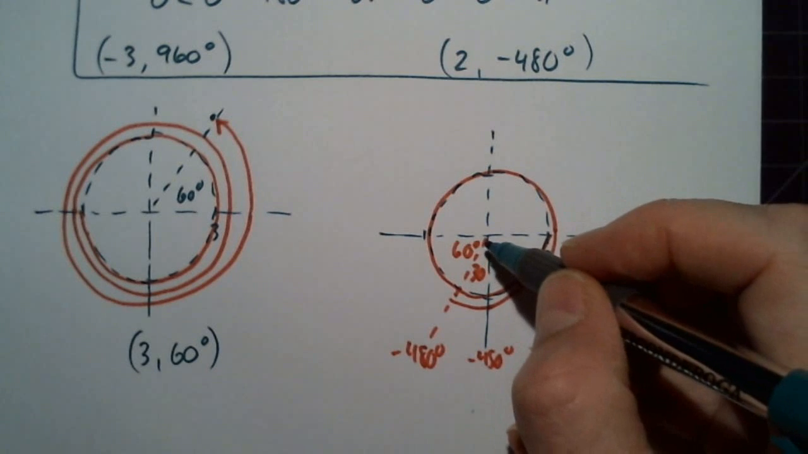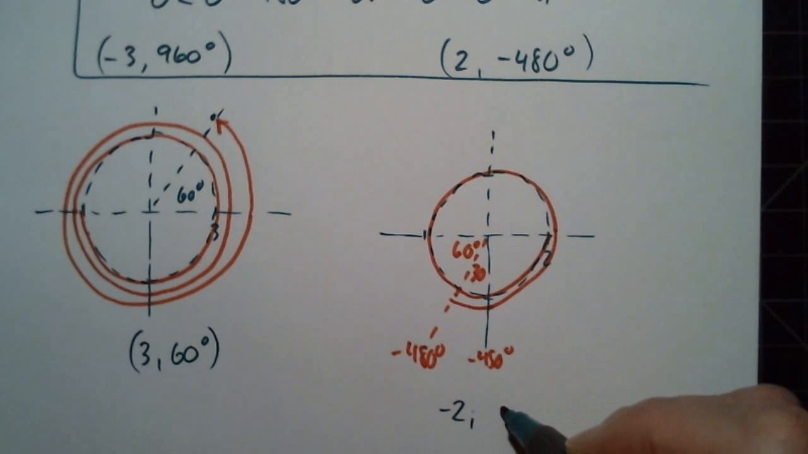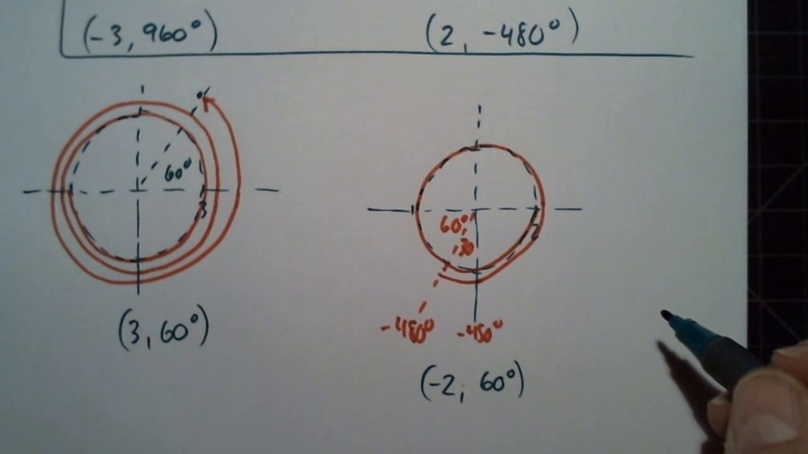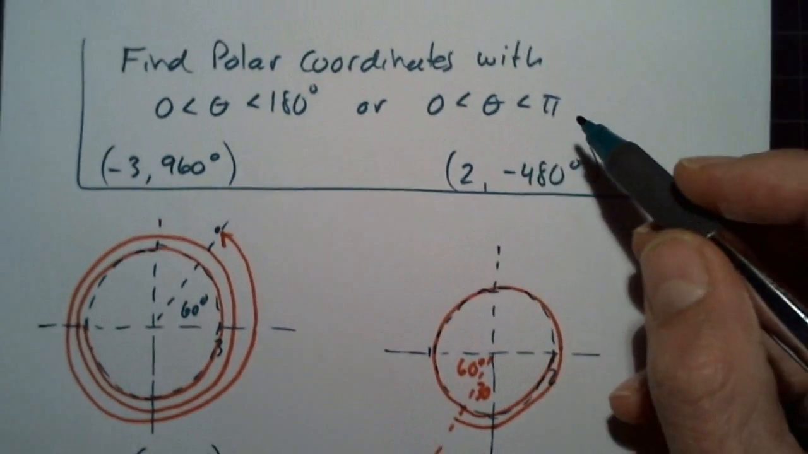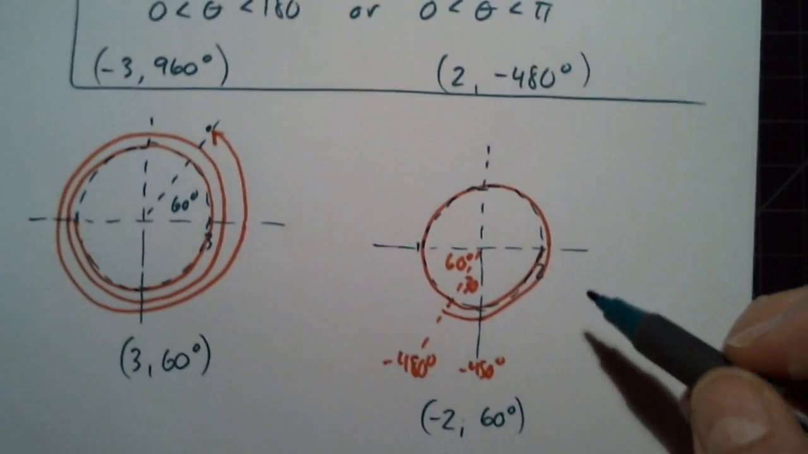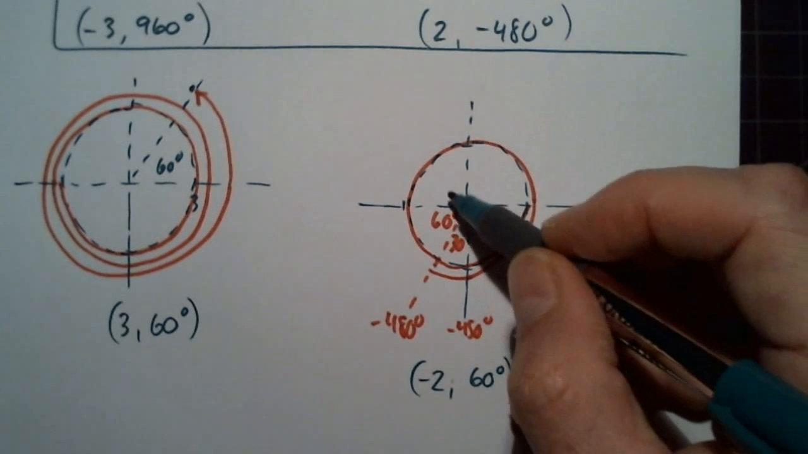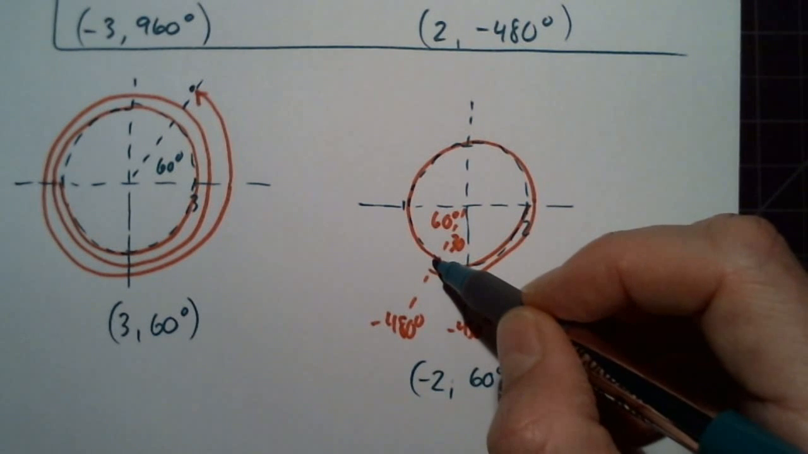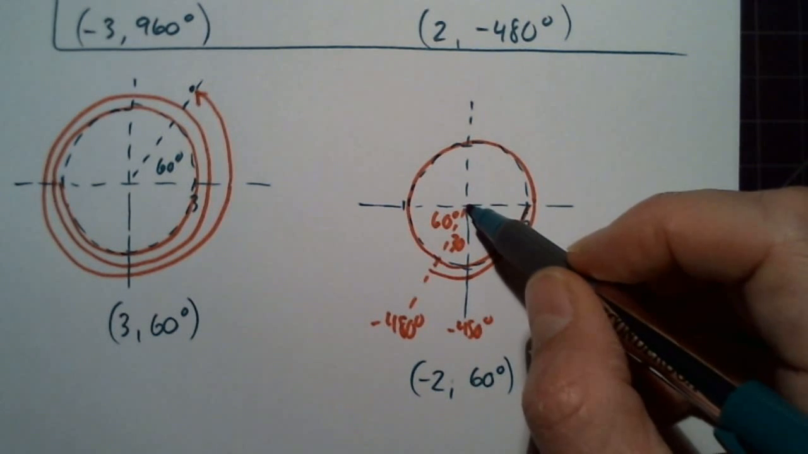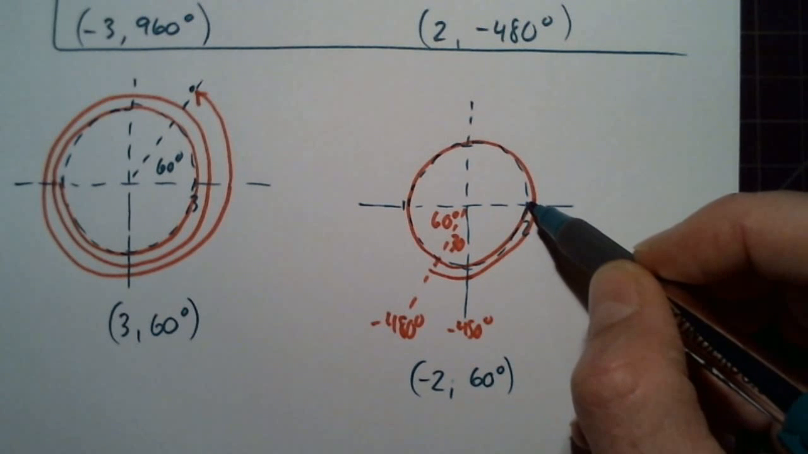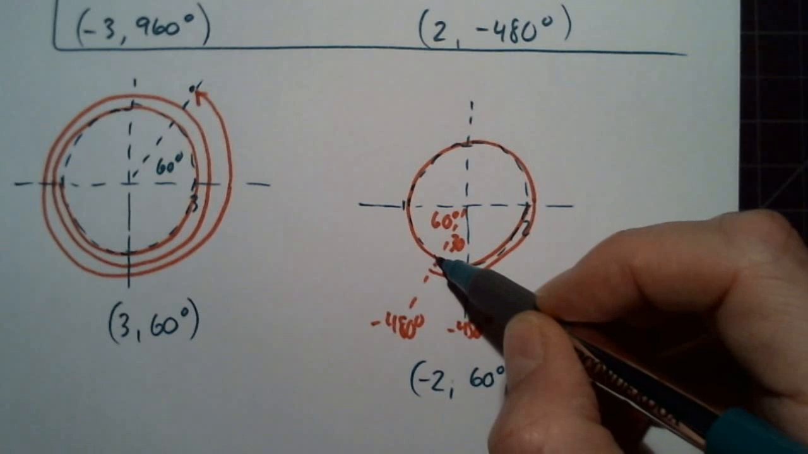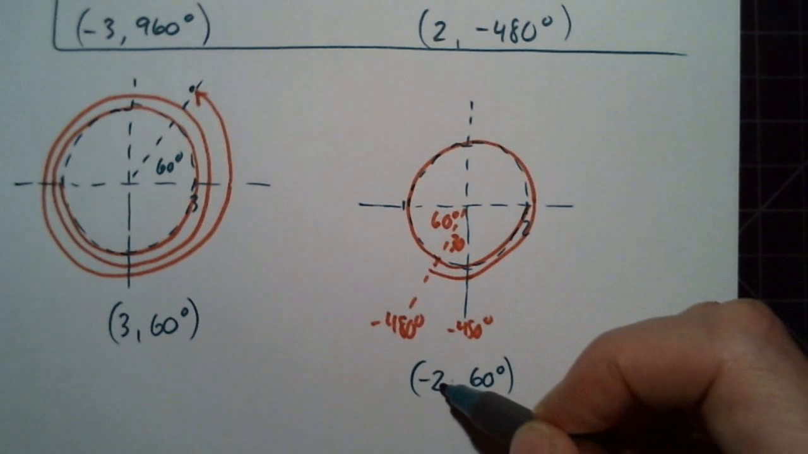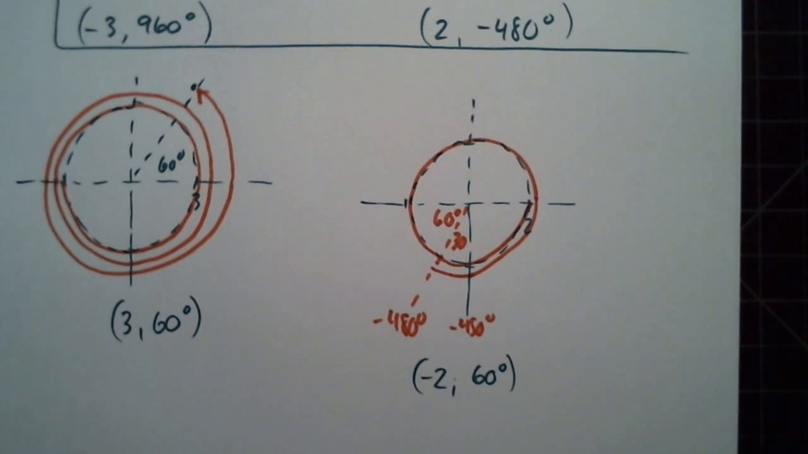And we could describe this as -2, positive 60. And since we cannot have an angle greater than 180, then we have to go -2, positive 60. Another option would be positive 2 and then 240, but 240 is too big, so that's how we have to label that.